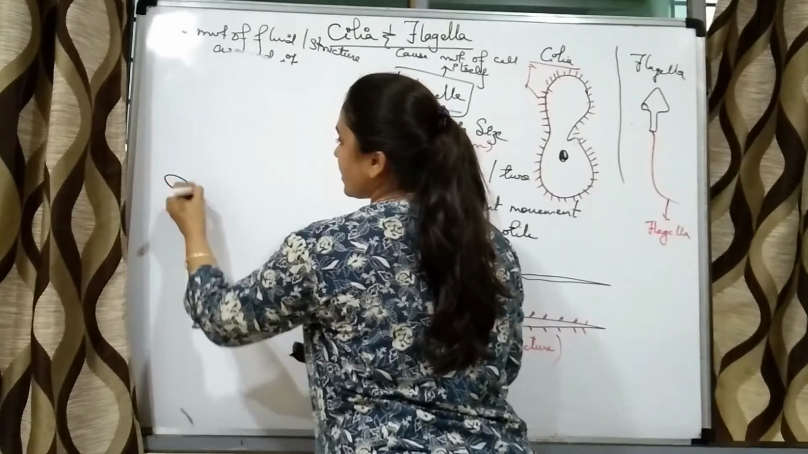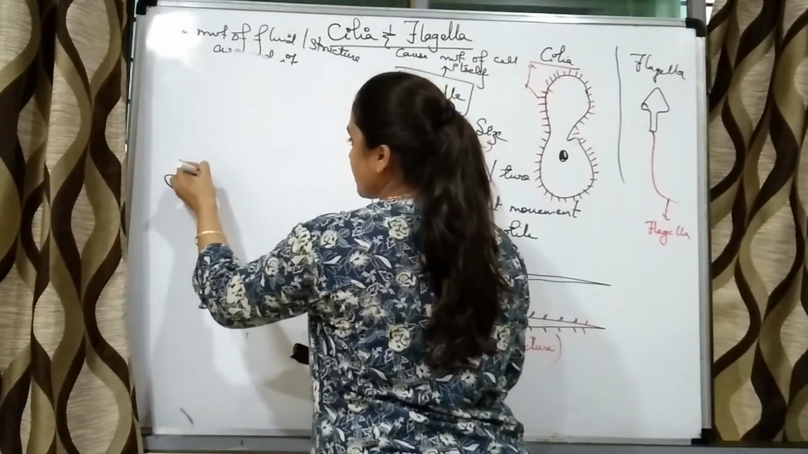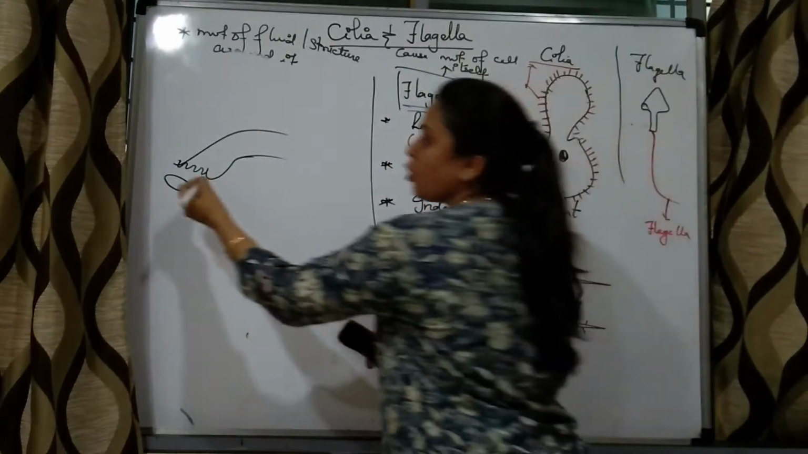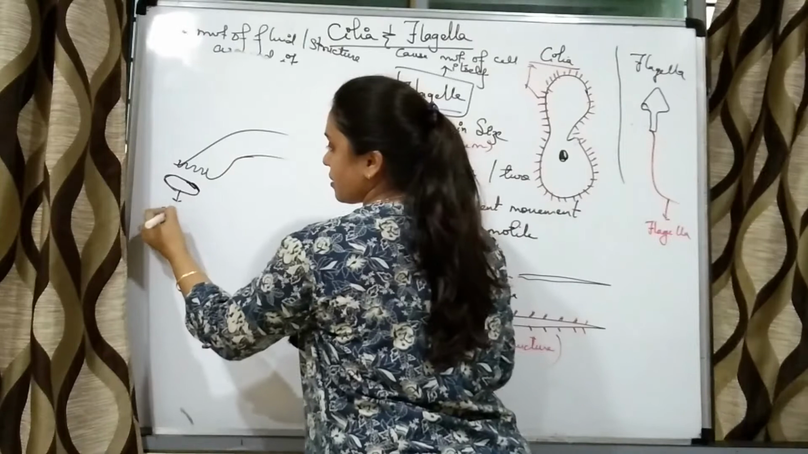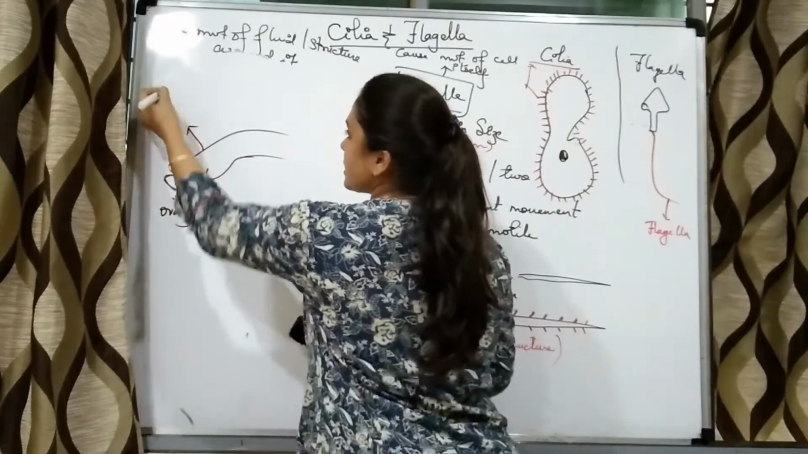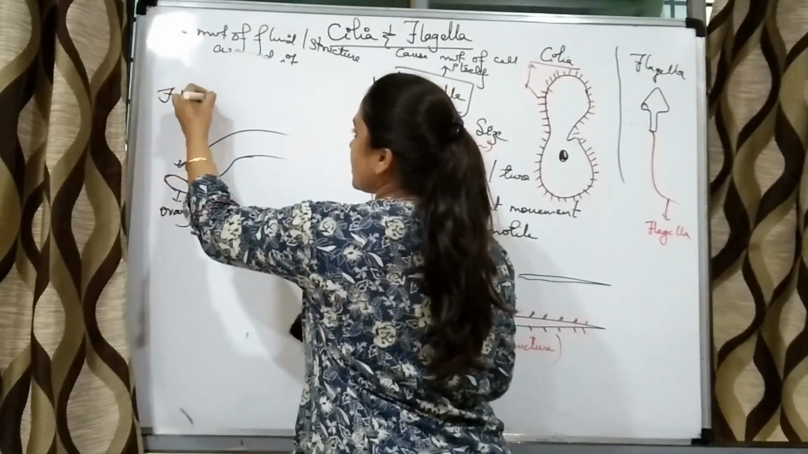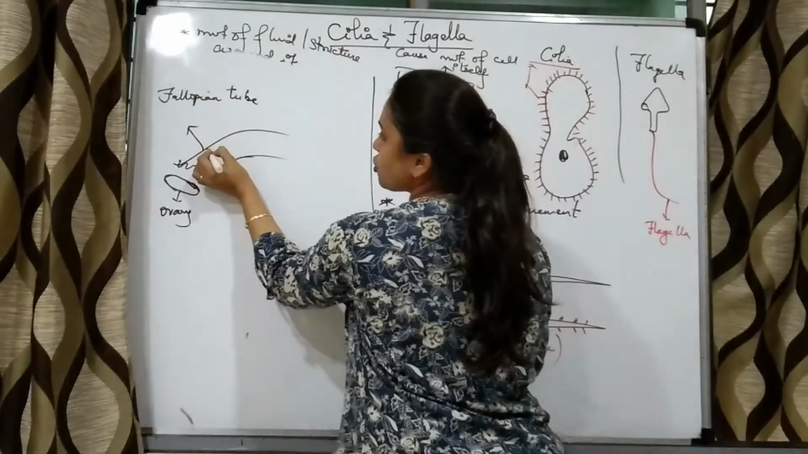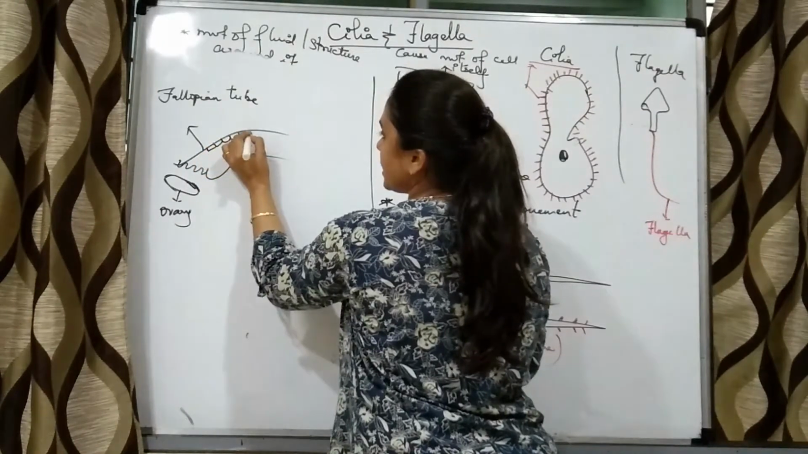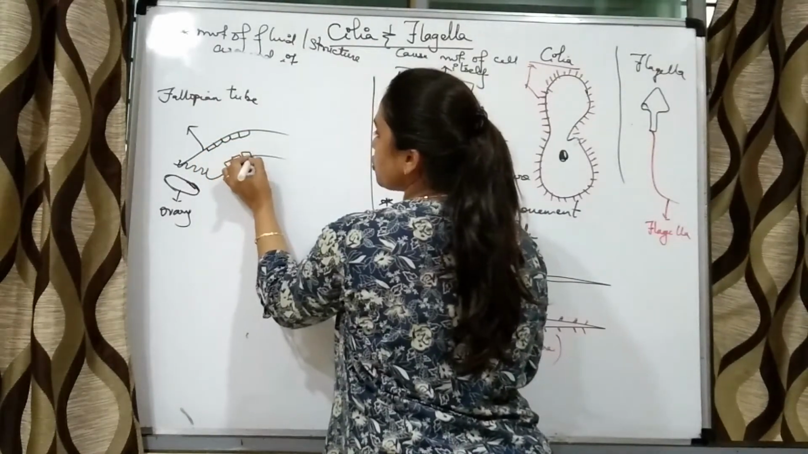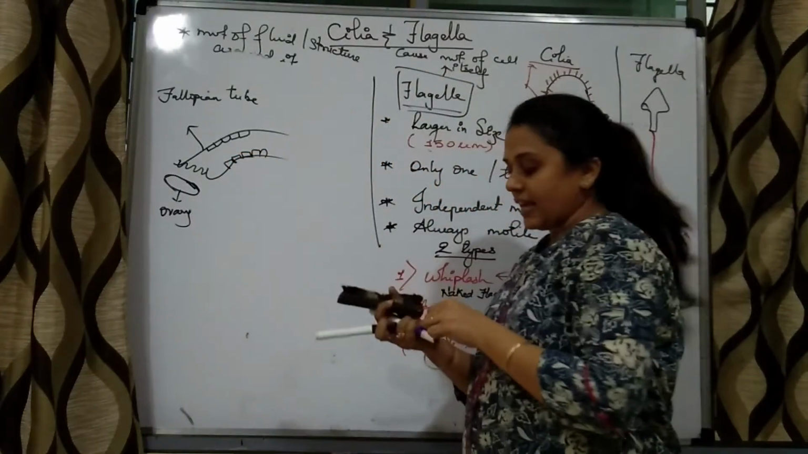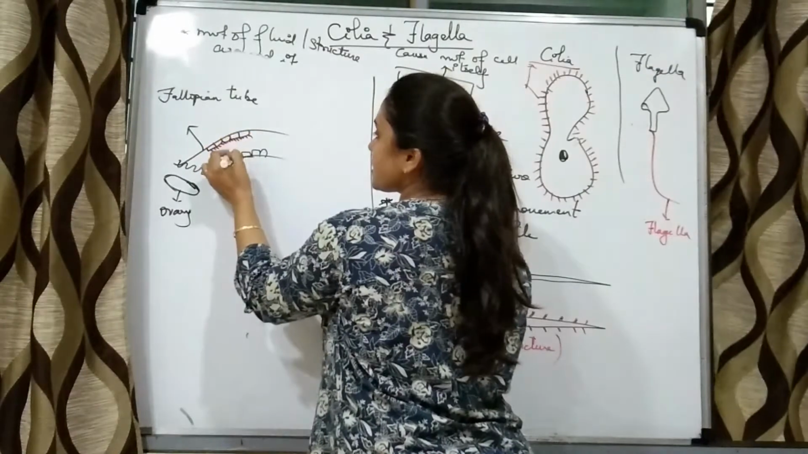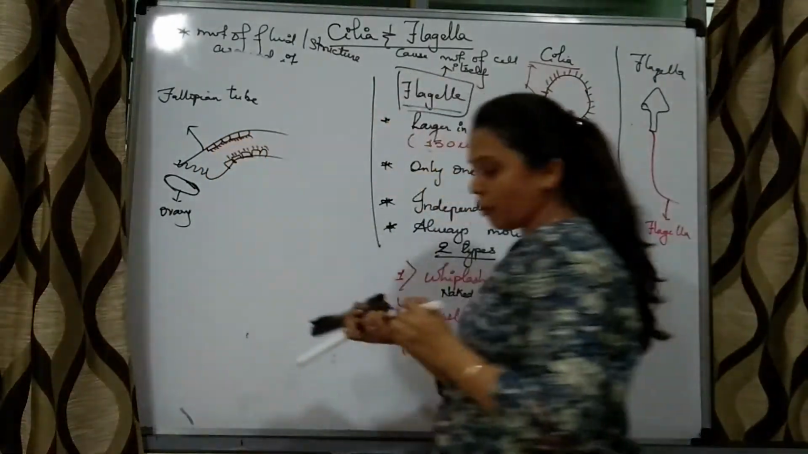Say for example, as I told, cilia is present in the fallopian tube, right? So say this is the ovary and this is the fallopian tube, right? Now the cells of the fallopian tube will have cilia. As I said, cilia are numerous in number. So these are the cilia present on the cells of the fallopian tube.